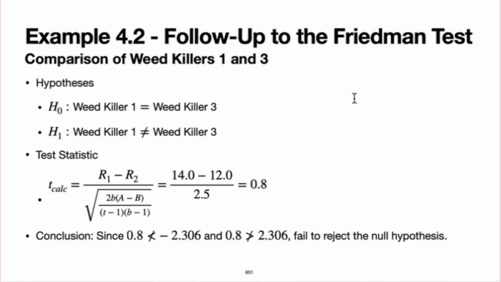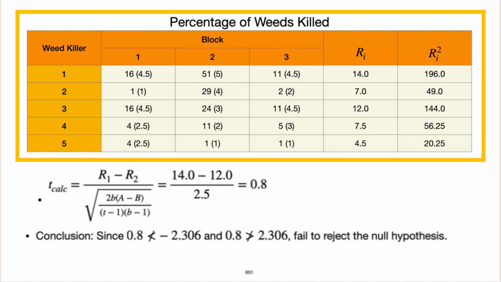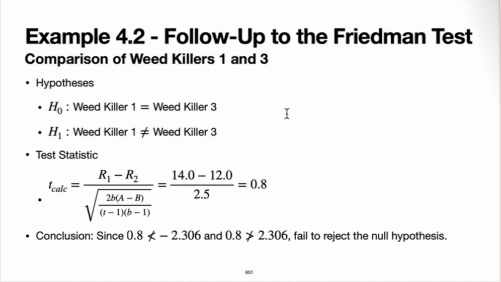All right, then we're going to compare weed killers 1 and 3. So you can see here the test statistic, 0.8. Since 0.8 is not less than negative 2.306 and it's not greater than positive 2.306, the rejection criteria have not been met, and so we're going to fail to reject the null hypothesis in this case. So there's insufficient evidence at the 0.05 level of significance to conclude that weed killers 1 and 3 are different in terms of their effectiveness in killing weeds.